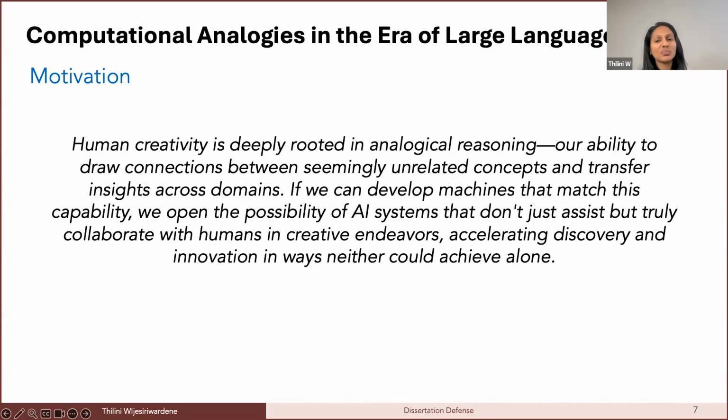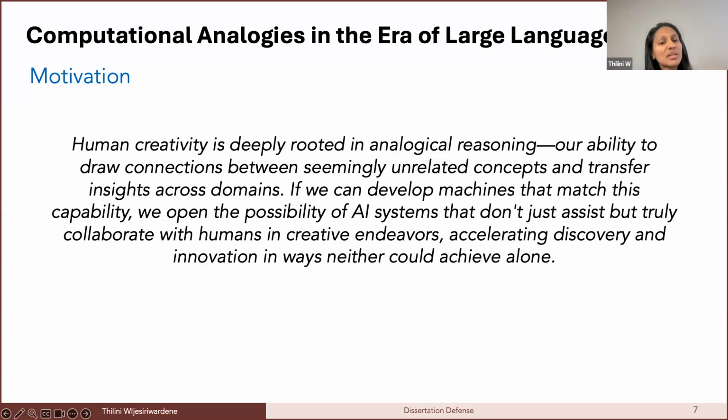So I just want to highlight here, why do we need to explore something like this? What is the end goal? What is the end motivation? One overarching motivation is that human creativity is deeply rooted in analogical reasoning. This is our ability to draw connections between seemingly unrelated concepts, and then transfer insights across domains.